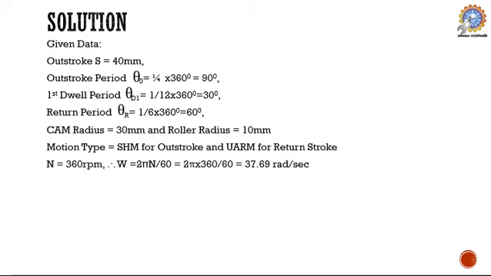The cam radius is given as 30 mm and the roller radius is 10 mm. The motion type for the outstroke is simple harmonic motion, and after the dwell period the return stroke happens in uniform acceleration and retardation motion. The RPM of the cam is given as 360, and you can calculate the angular velocity, omega equal to 2 pi n by 60, which comes out to be 37.69 radians per second.